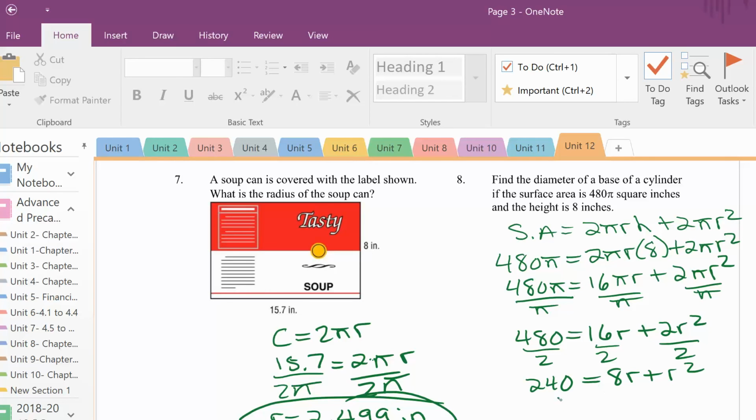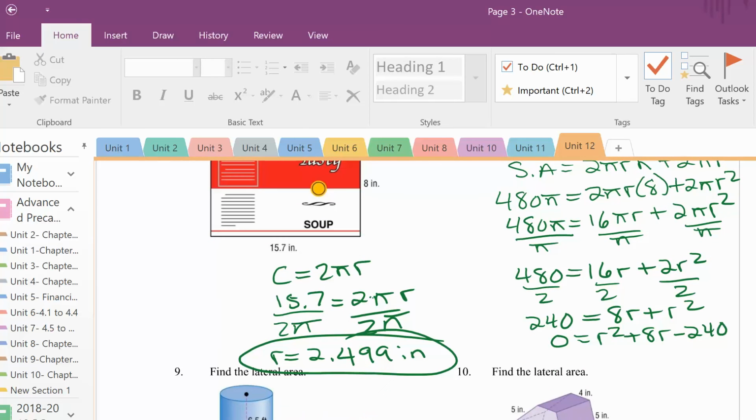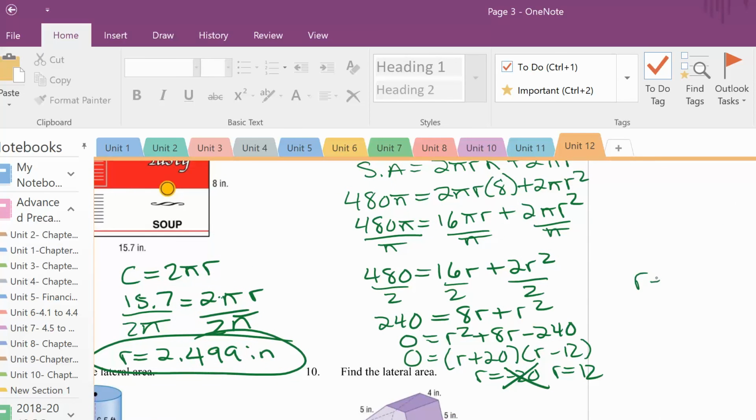Now you're going to have to factor. So you bring the 240 over, and you get r squared plus 8r minus 240 equals 0. The factors of negative 240 that add to 8 are positive 20 and negative 12. So r equals negative 20 or r equals 12. It can't be negative, so the radius is 12, which means the diameter is 24 inches.